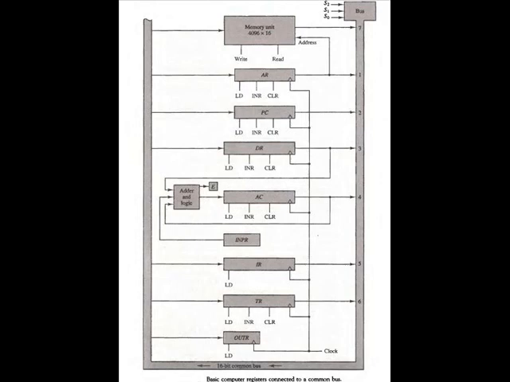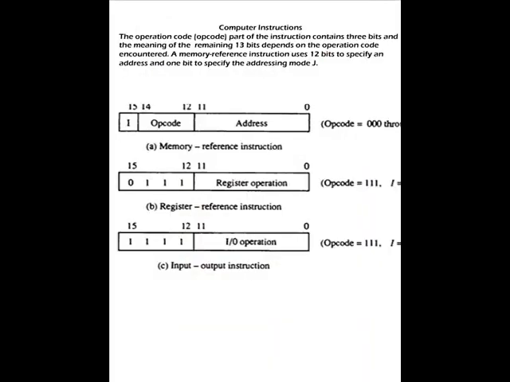The next interesting topic is the computer instructions. There are 3 types of computer instructions. The first one is the memory reference instruction, the second one is the register reference instruction, and the last one is the input-output instruction. These 3 can be differentiated by 4 bits, bits 12 to 14, the opcode bits, and the 15th bit.